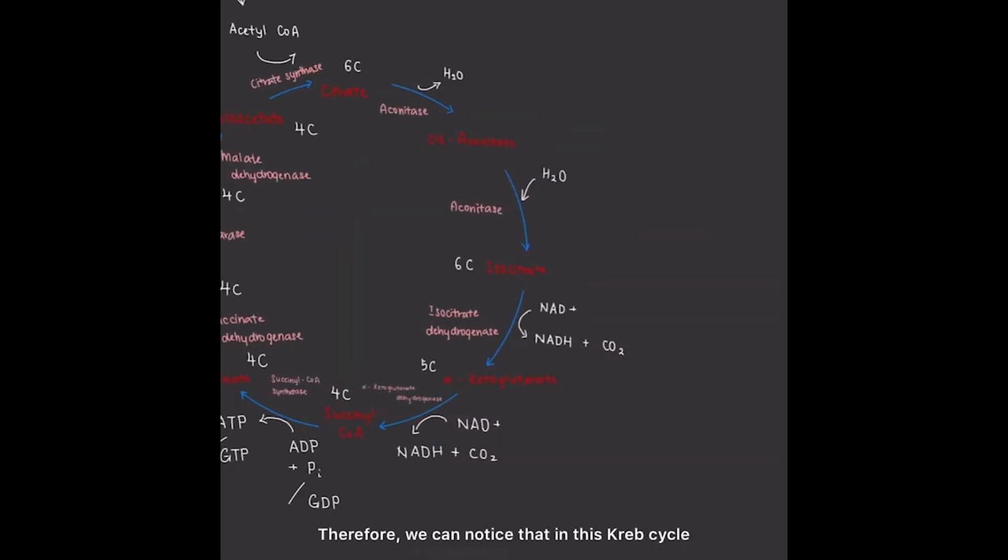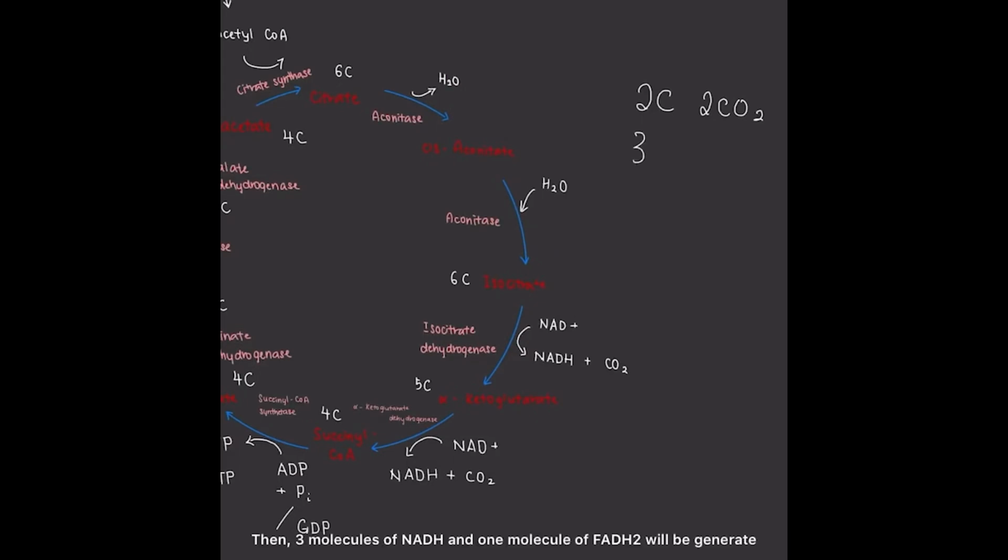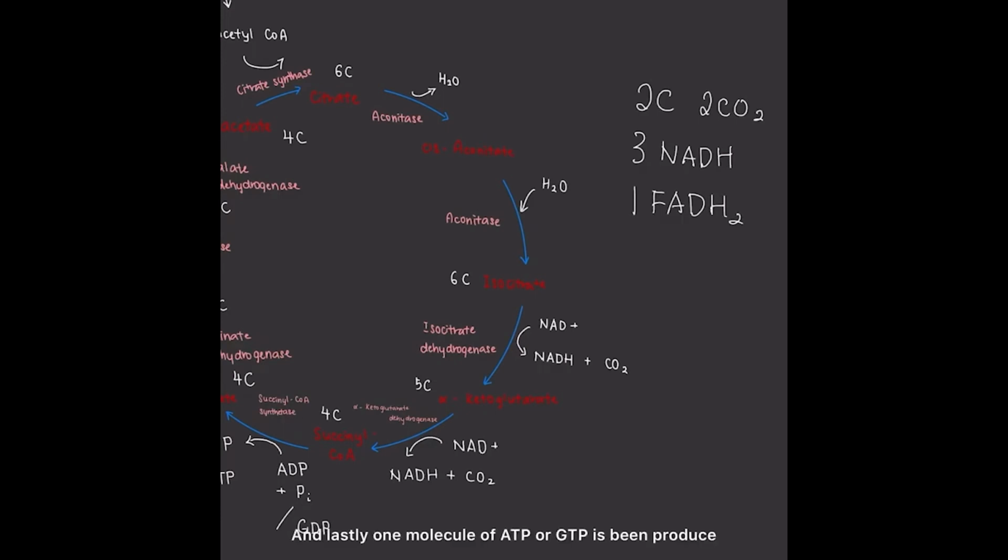Therefore, we can notice that in this Krebs cycle, for a single turn of the cycle, 2 carbons will enter as acetyl-CoA and 2 carbon dioxide are released. Then, 3 molecules of NADH and 1 molecule of FADH2 will be generated, and lastly, 1 molecule of ATP or GTP is produced.